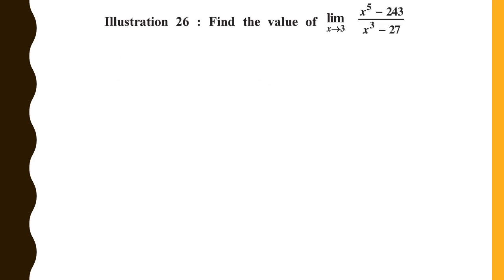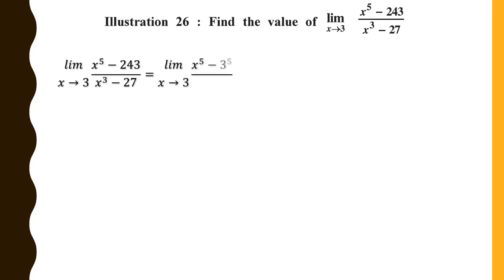Illustration 26: limit x tends to 3, (x raised to 5 minus 243) divided by (x raised to 3 minus 27) is given. Let us write down the question first, then we will see what we can do about this. As you can see, first we have to convert it into powers. The x tends to 3, so the power should be on the value 3. 243 is 3 raised to 5, while 27 is 3 raised to 3. So we get (x raised to 5 minus 3 raised to 5) divided by (x raised to 3 minus 3 raised to 3).